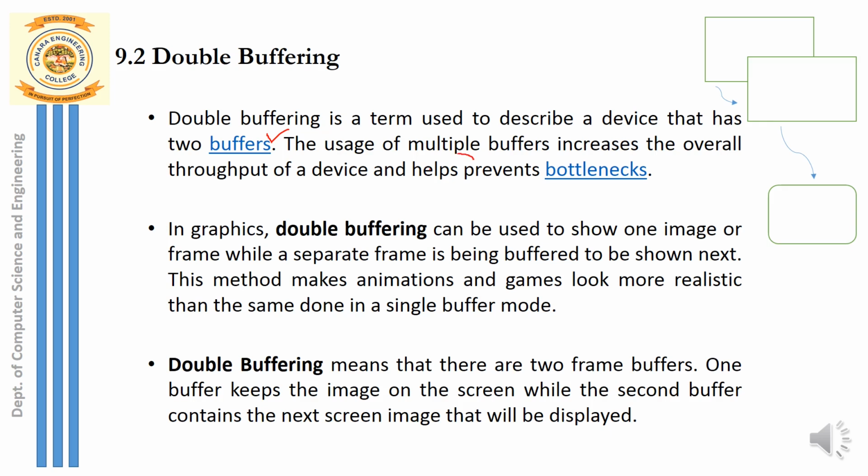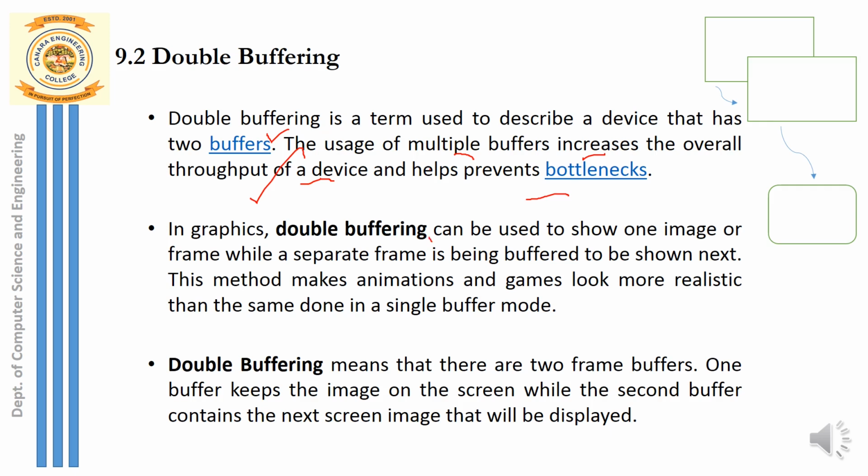The usage of multiple buffers, more than one buffer, increases the throughput of the device and thus helps prevent bottlenecks. So what is it actually? It helps to increase the throughput with multiple buffers. Throughput matters especially for animations, if I have to display graphics with movement, like translation, rotation, scaling. If I want to display such animations, multiple buffers will increase the efficiency.